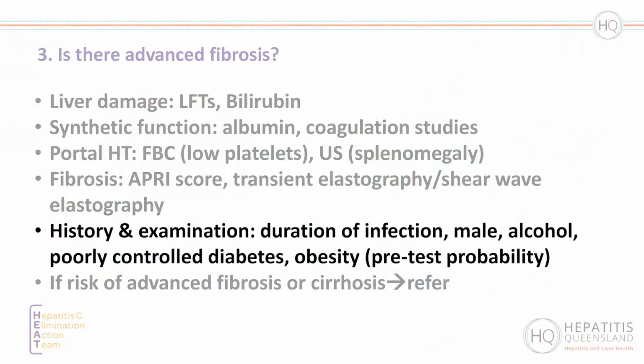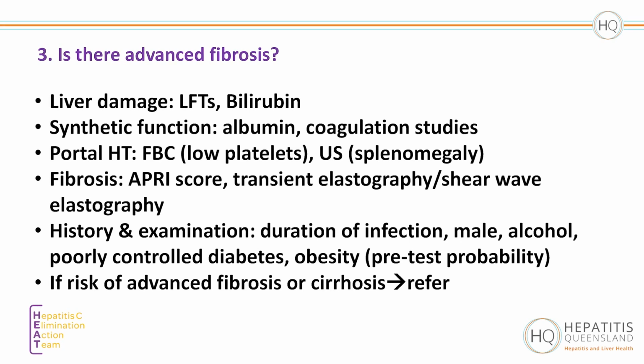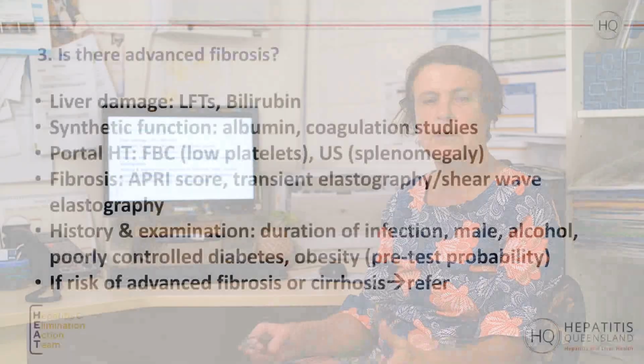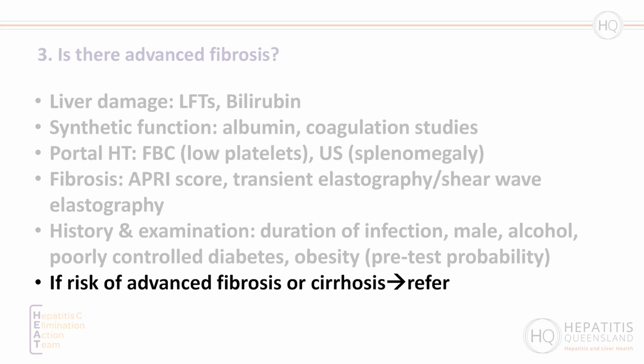In terms of history, if the patient is male, if they've had their infection for a long time, if they've got concomitant alcohol abuse, if they have poorly controlled diabetes or are obese, then the risks of them having cirrhosis are high. And even if the tests that we do indicate that there may not be a problem, you have to look at what we call the pre-test probability. And if you've got a concern that this patient might have cirrhosis, even if their scores are okay or ambivalent, I would actually refer them for further assessment.